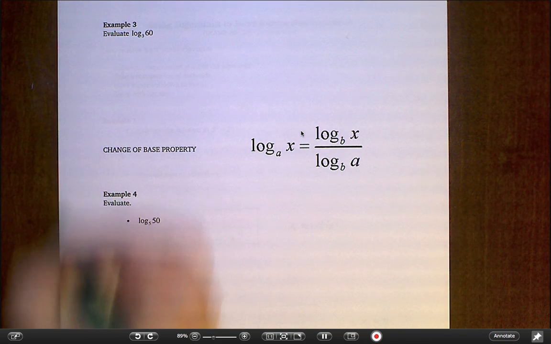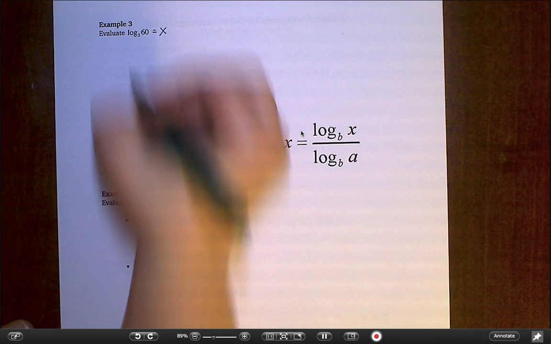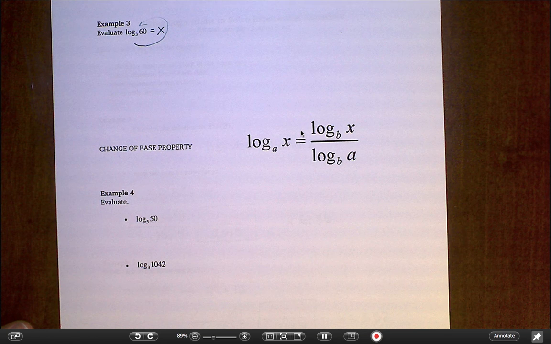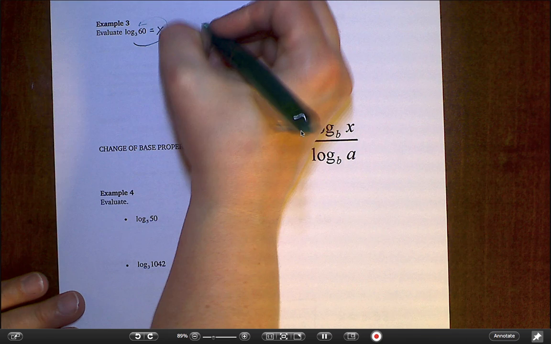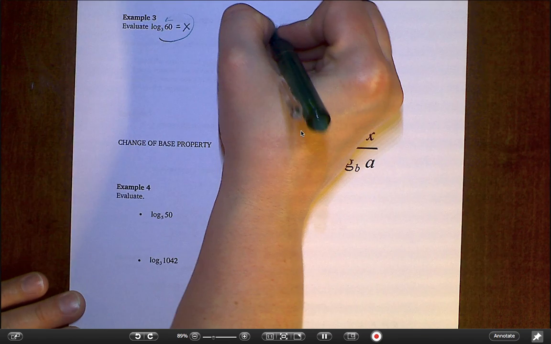And here's why. What this question is really asking, if we say this is equal to x and we spin it around using that circle method thing, gosh, all my pens are running out. Okay, if I spin that thing around, I end up with this: 3 to the power of what makes 60?